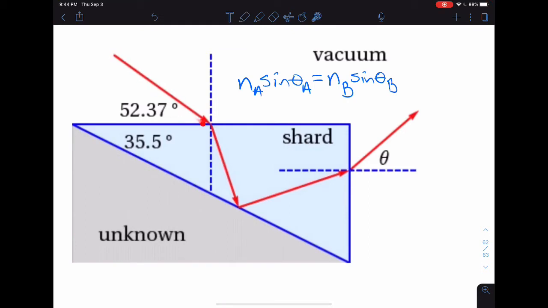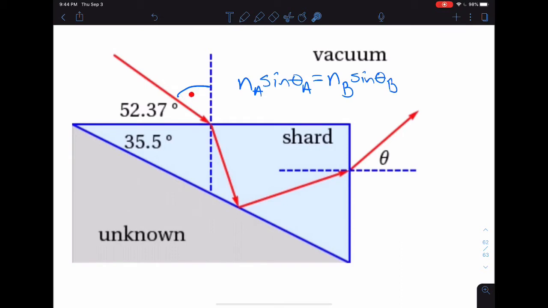The light comes in here and then it's going from one medium, in this case a vacuum, to another one, the shard. And so that's exactly what this formula is for. It's for refraction. But these angles are measured relative to the normal. The normal is the line that is perpendicular to the surface. So this is the angle you need to measure right here. You need to figure this angle out. You know this one. Like in my case, it's 52.37. So I'm confident you'll all be able to figure out what this angle is.